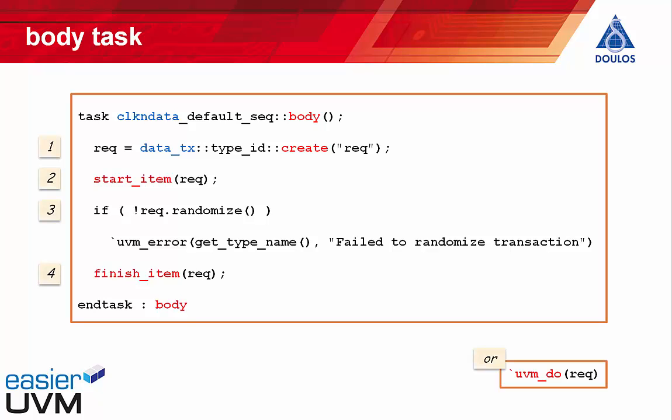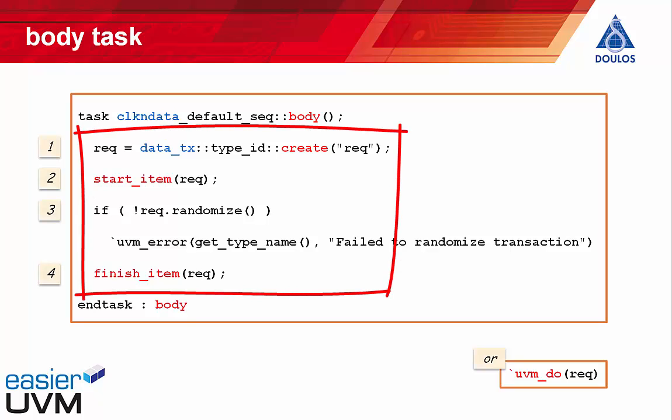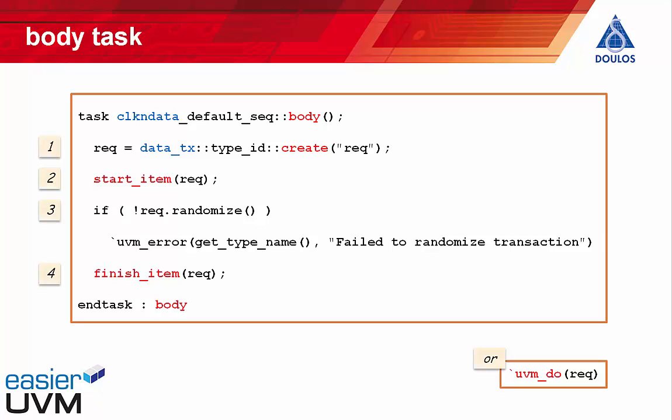There is actually an alternative to writing out these 4 steps in full, and that's to make use of one of the macros from the UVM do family. In the Easier UVM coding guidelines, we recommend that beginners start out by writing the procedural coding style, that is explicitly calling create, start item, randomize and finish item. But as you become more of an expert, you can save a little typing by making use of the UVM do macro. But be very careful, be wary of using UVM do as a beginner, because you're likely to find that if you make a mistake, the fact that it's a macro may very well hide what's really going on.